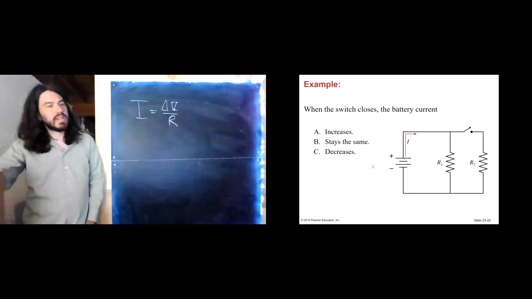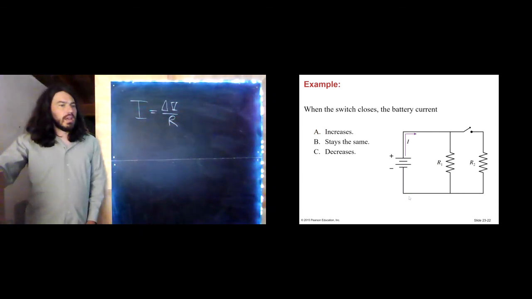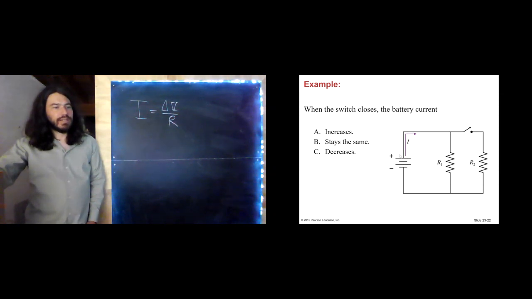Here's another example to help us wrap our brain around that. Initially we've got the switch open, and we've got this current going here in the left side of my circuit. What happens to the current in the battery when I close the switch? Does it increase, stay the same, or decrease? Why don't you try and figure it out, and I'll see you on the other side.